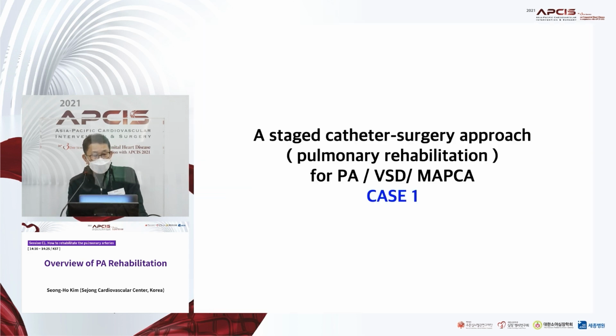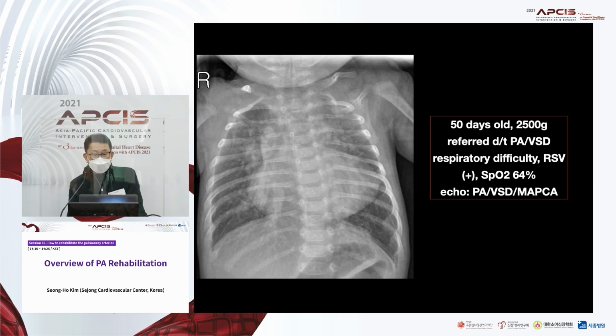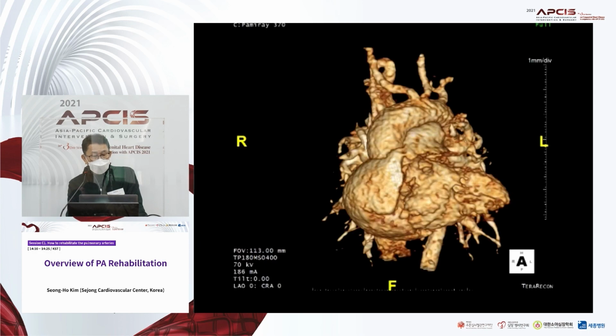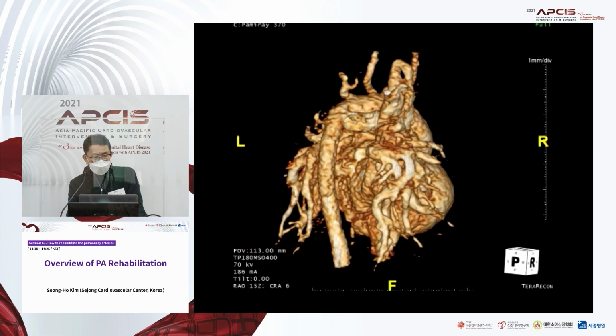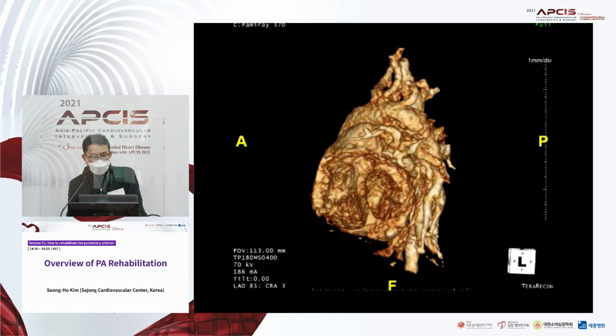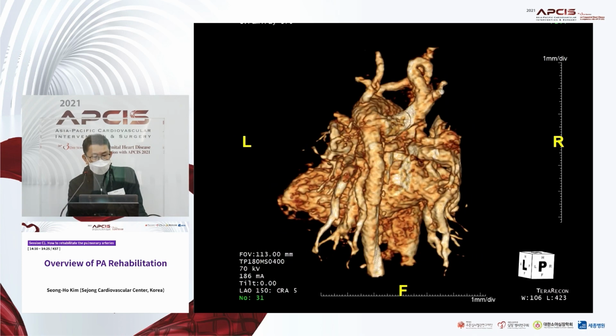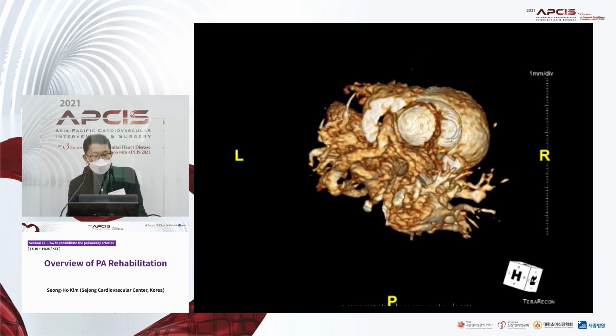I'd like to show you my 2 cases. First case is a 50-day-old boy, diagnosed as pulmonary atresia with MAPCA, CT checked, and we can observe some MAPCAs, not from the descending aorta, but from the aberrant right subclavian artery in the back. It's the aberrant right subclavian artery, and from this one there are several MAPCAs arising. In this above view, we can observe the confluent pulmonary artery is small.